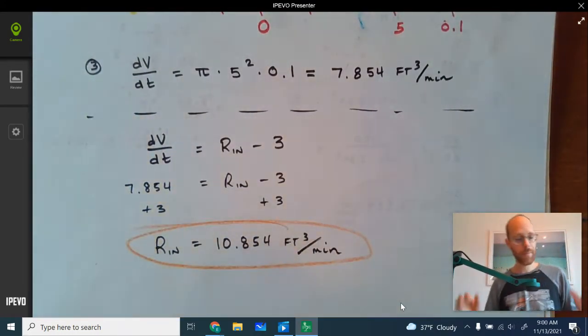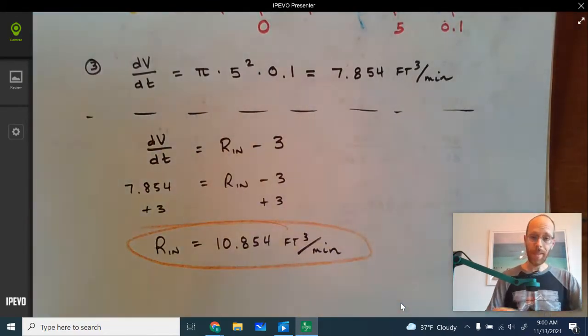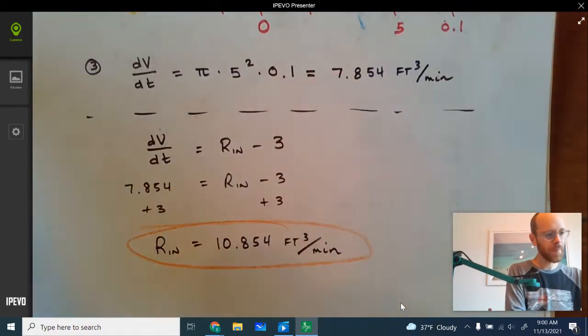All right, ladies and gentlemen. Now we're cooking. Let's take a look at one more. Flip the page.